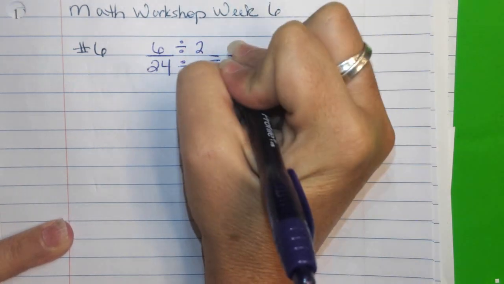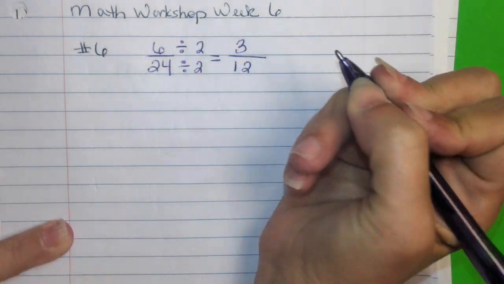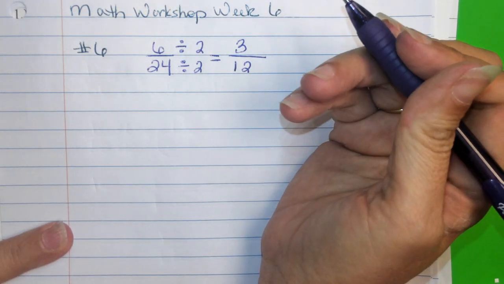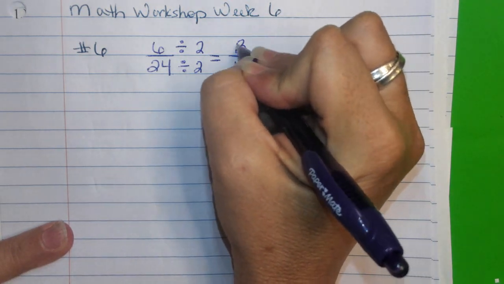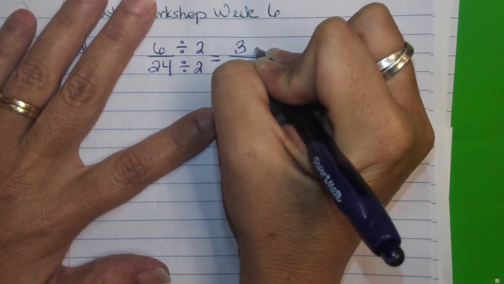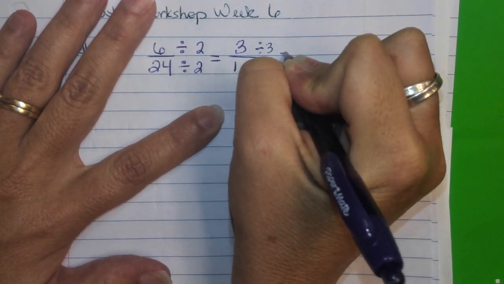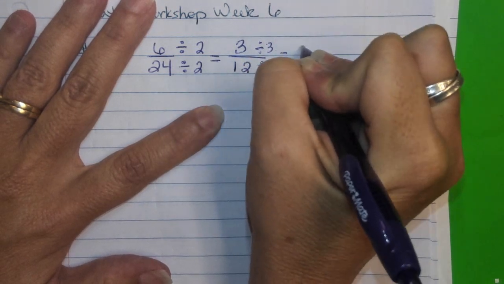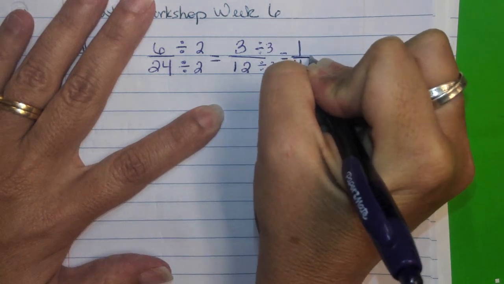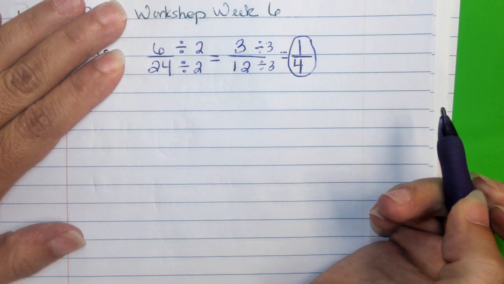If you use 2, I just want to show you what happens. 6 divided by 2 is 3. 24 divided by 2 is 12. You have to ask yourself, can anything go into the top and the bottom evenly? If we did these steps, what would it be? 3. So 3 divided by 3 is 1. 12 divided by 3 is 4. That is as small, simplified as it's going to get.